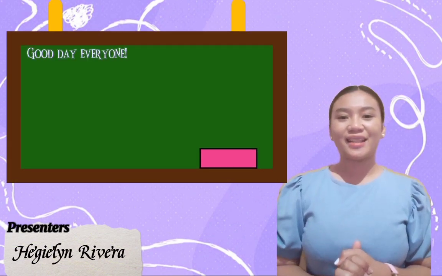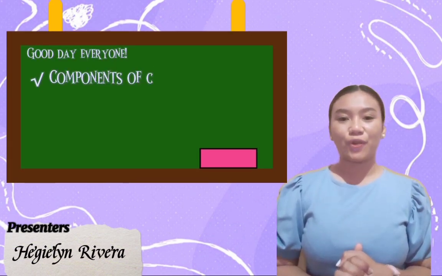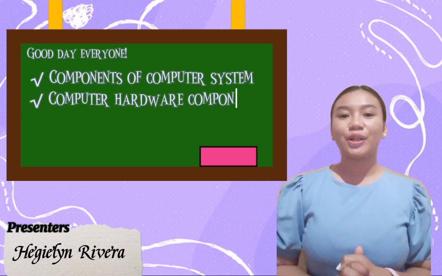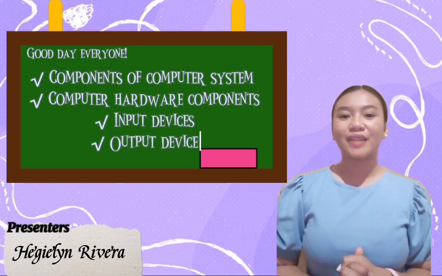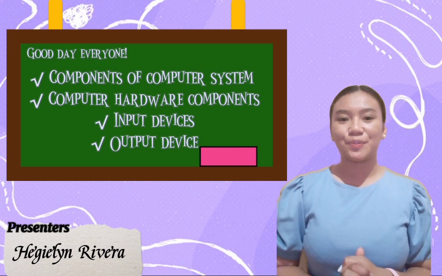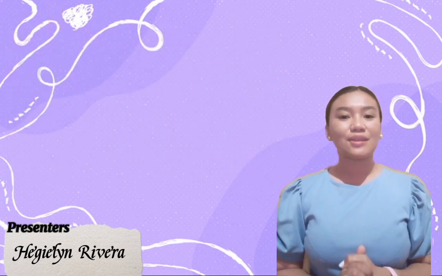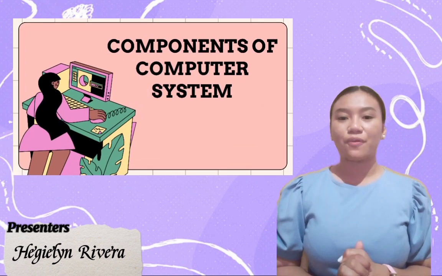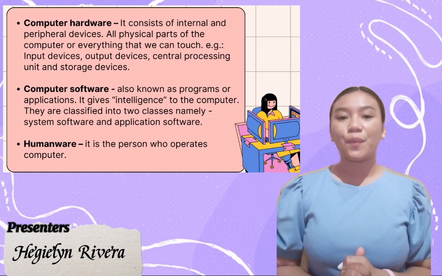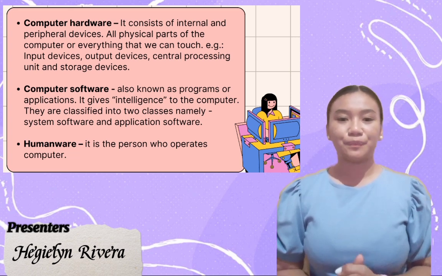Good day everyone, let's talk about the components of a computer system, computer hardware components, and other types of computer operation, the input devices and output devices. So let's talk about the components of a computer system. Under the components of a computer system, we have computer hardware, computer software, and humanware.